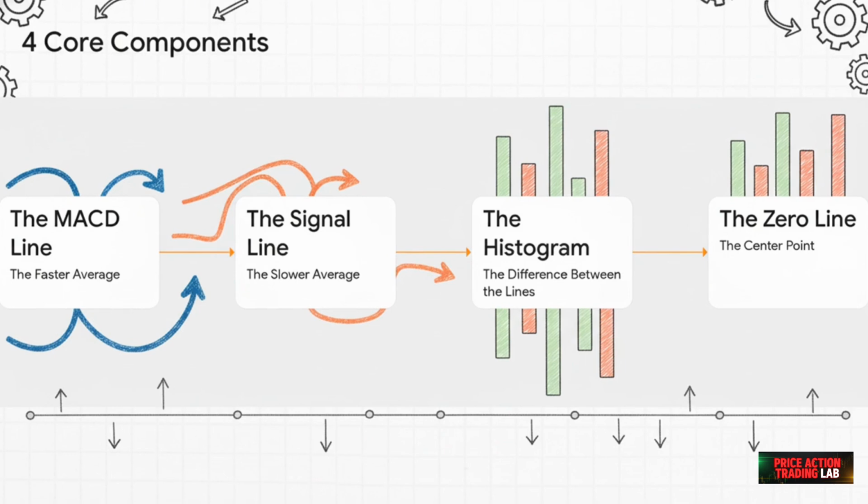First, you have the MACD line itself. That's usually the faster blue line. Then there's the orange signal line, which moves a bit slower. The histogram, those bars, just shows you the distance between those two lines. Big bars mean big momentum. And finally, you have the zero line, which is kind of like our center point for the whole thing.